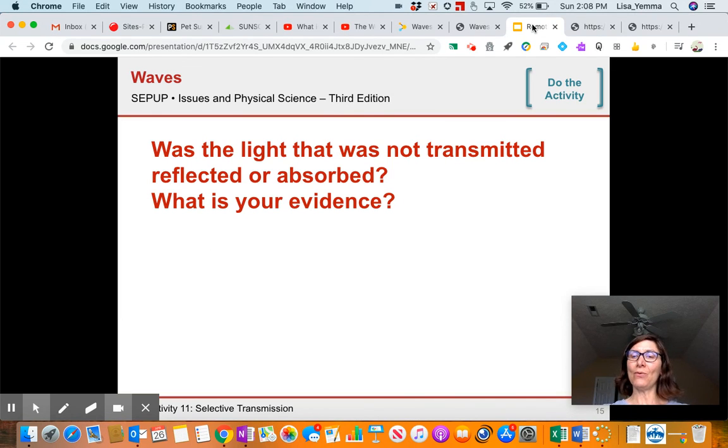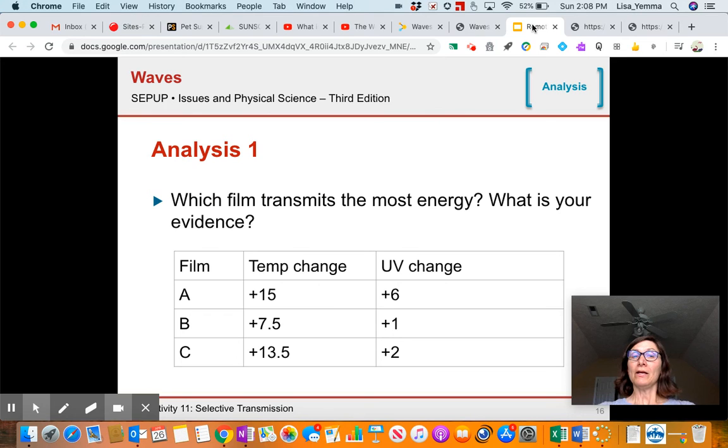Thinking about what we've collected and what you've seen, was the light that was not transmitted reflected or absorbed? What do you think? Let's look at this question. According to the data that was collected, film A, B, and C, temperature changes in UV, which film transmits the most energy? Why do you say that?